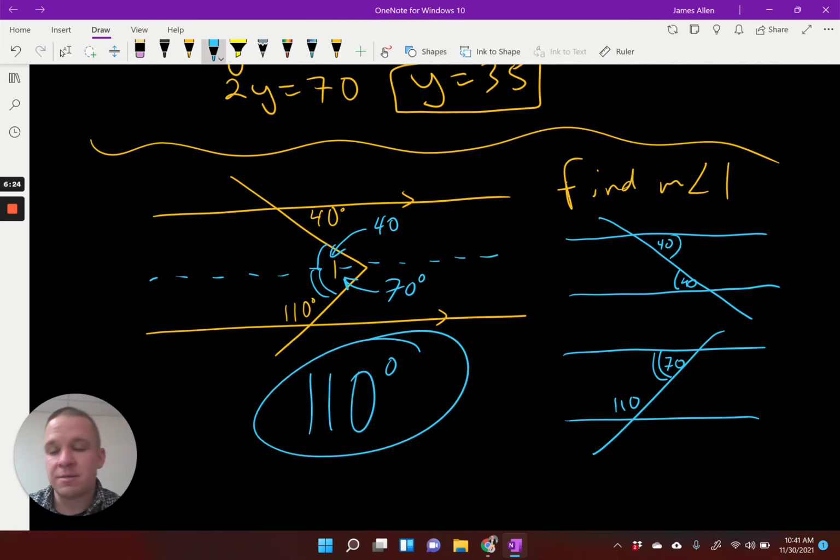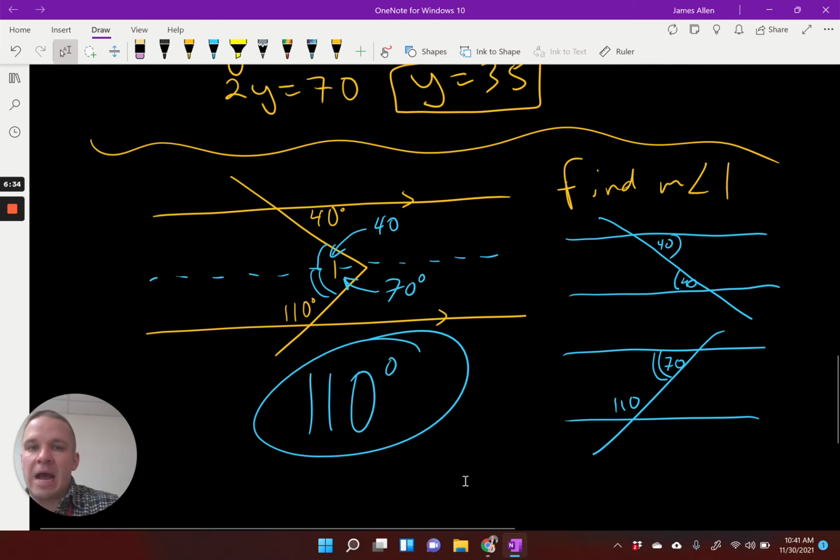That is a coincidence that it is also the same as the 110 here. All right, if this was 50 up here, then that would be a totally different answer. So just a coincidence that those two are the same measure. That's not always going to happen that way.